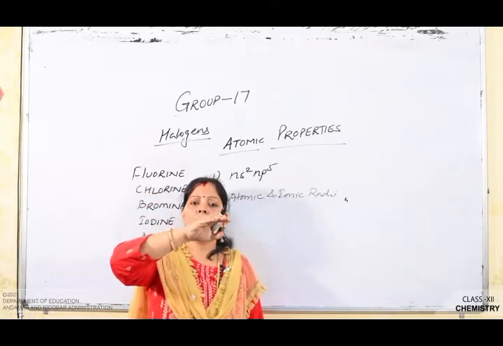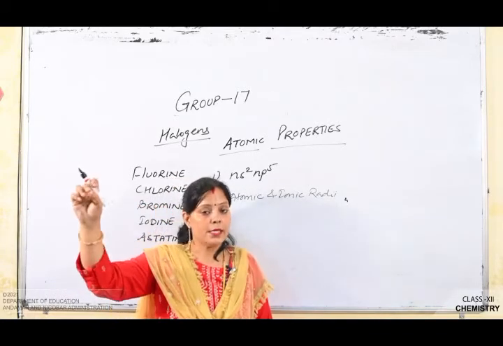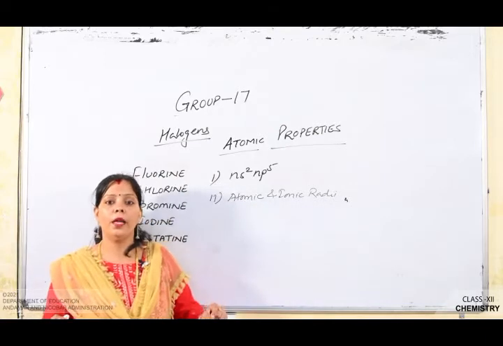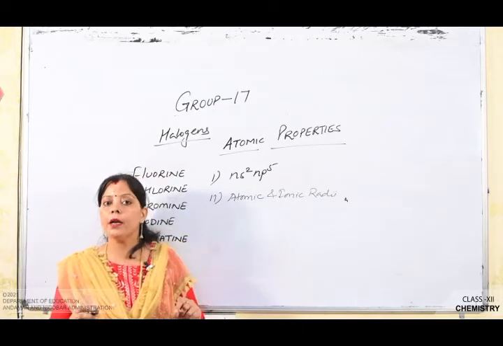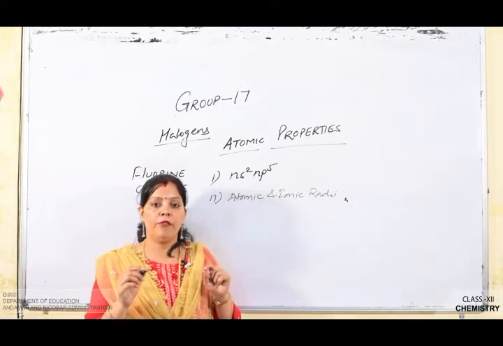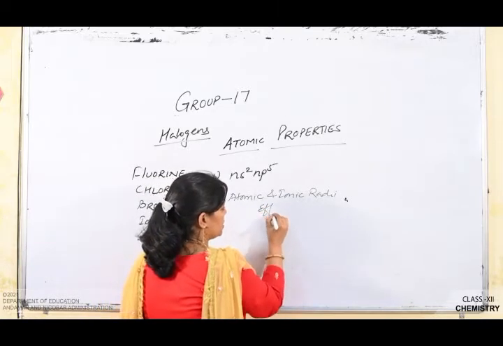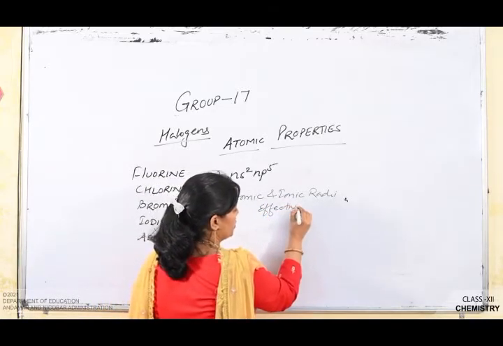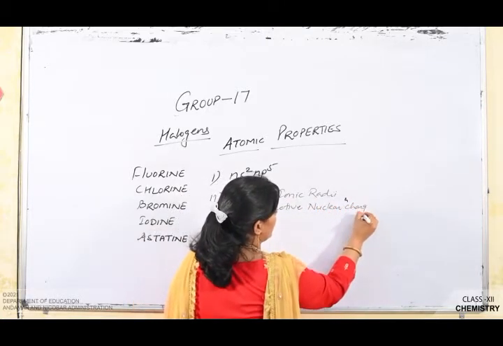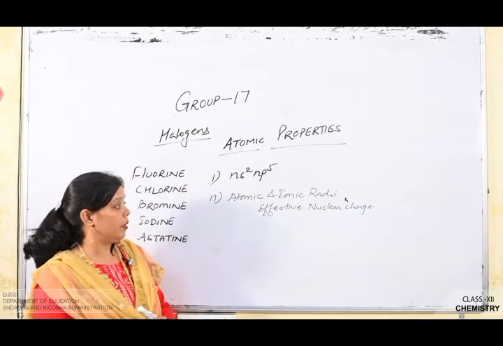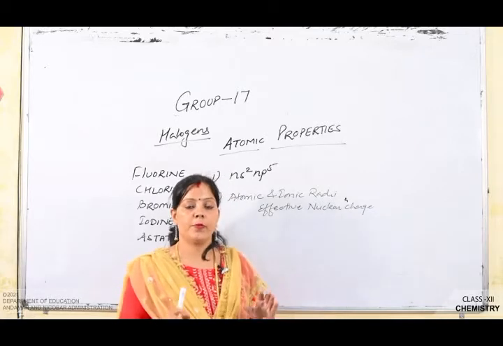It means when the atomic radii decrease along the period, the halogens have very small atomic size. So the atomic and ionic radii of halogens are smallest in their respective period due to the maximum effective nuclear charge. Due to the increase in the effective nuclear charge, the atomic and ionic radii of the halogens are smaller in their respective period.